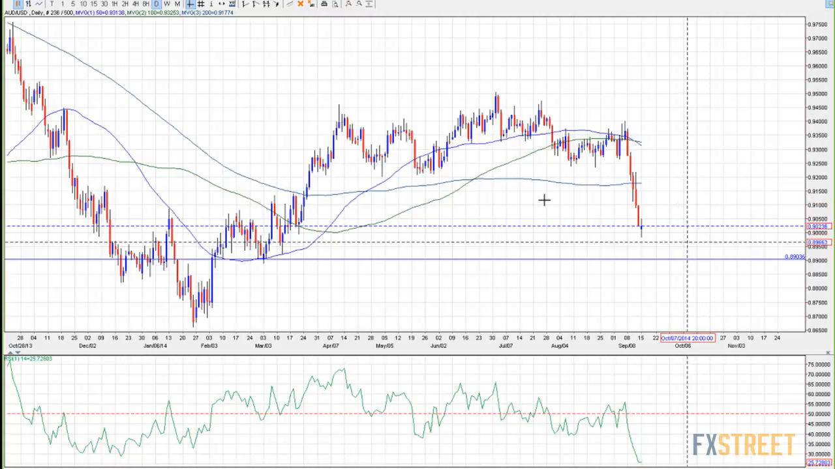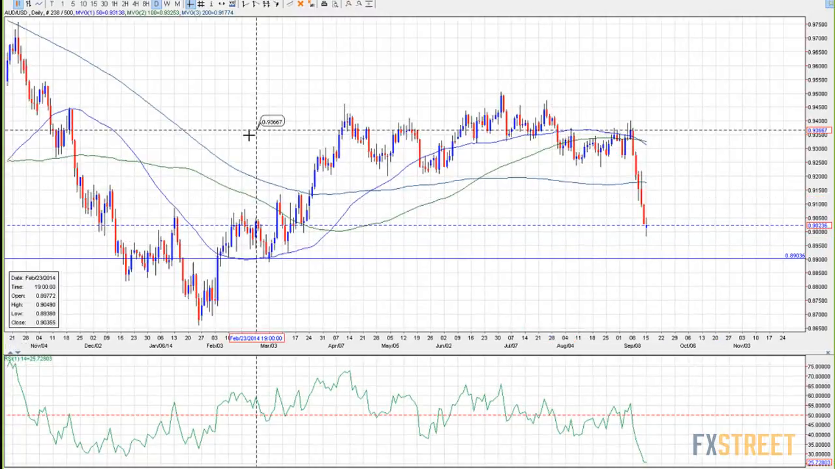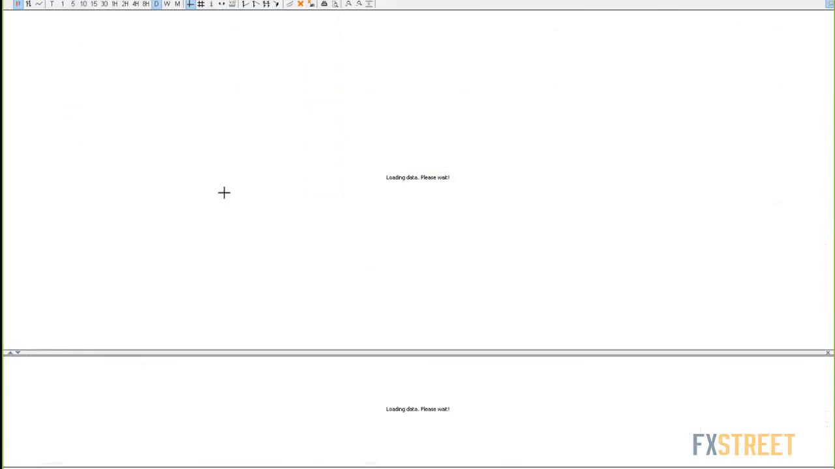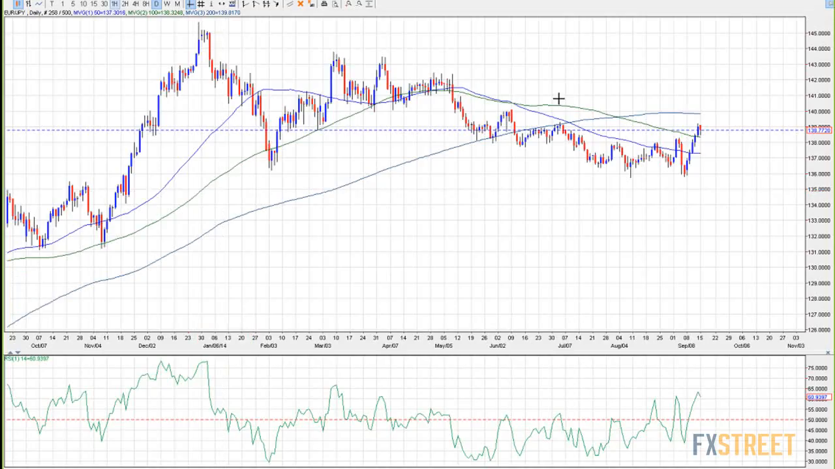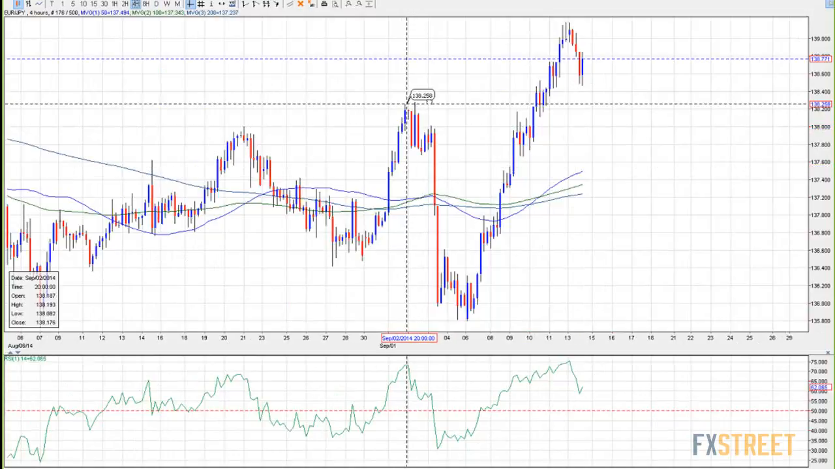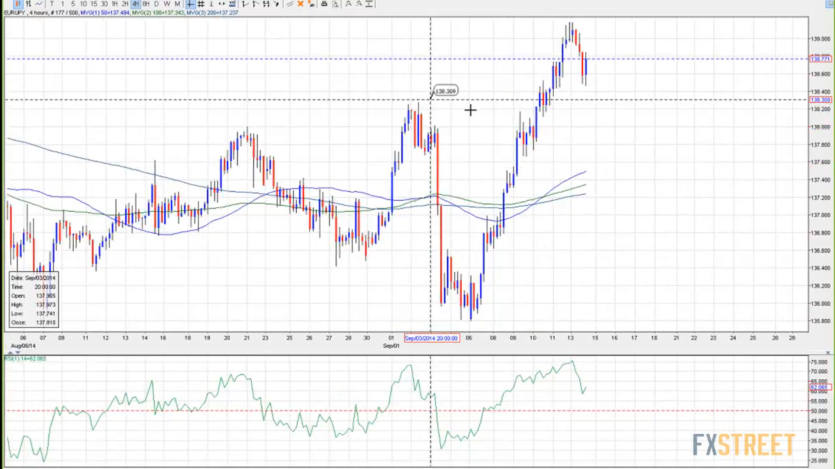All right. Let's see, what else do we want to take a look at? I wanted to take a look at the euro yen, move away from the US dollar crosses, and look at this currency pair. Okay, let's start with the 4-hour chart.